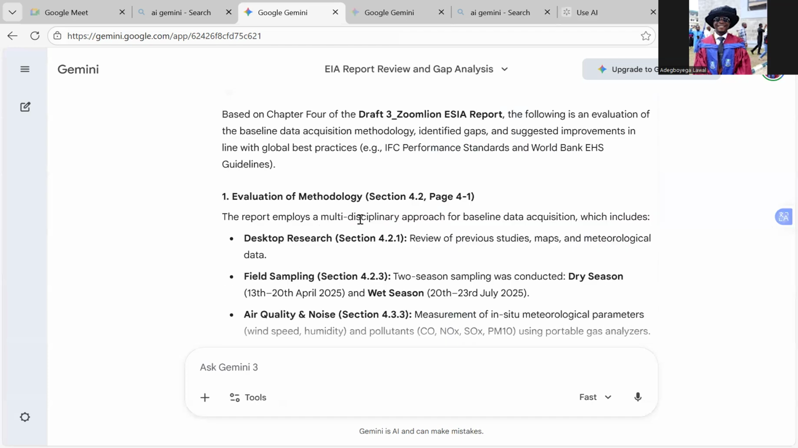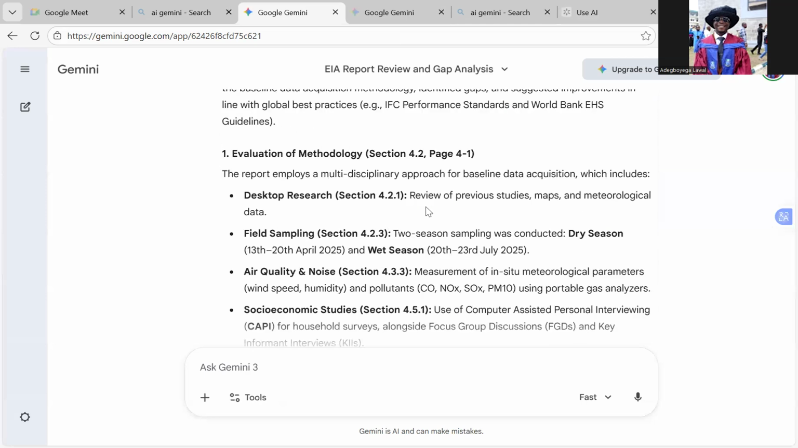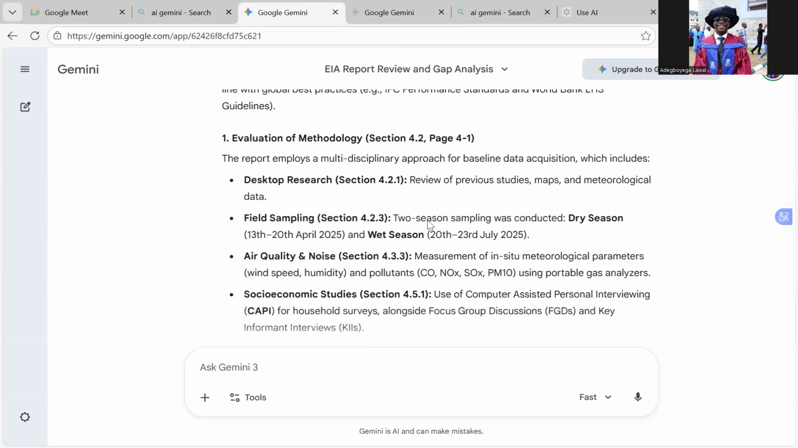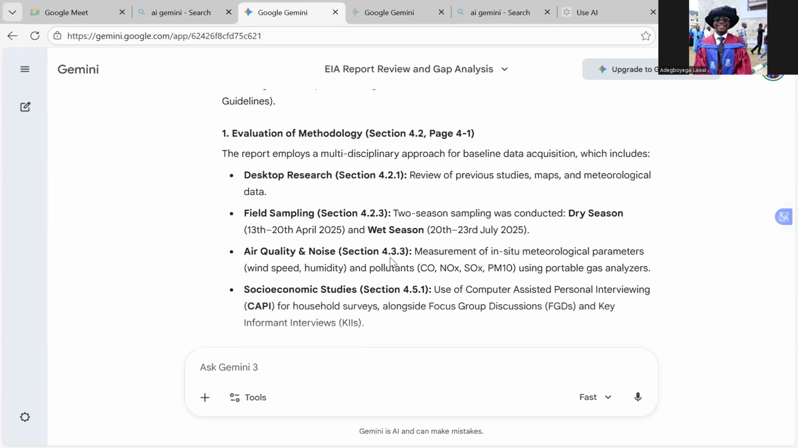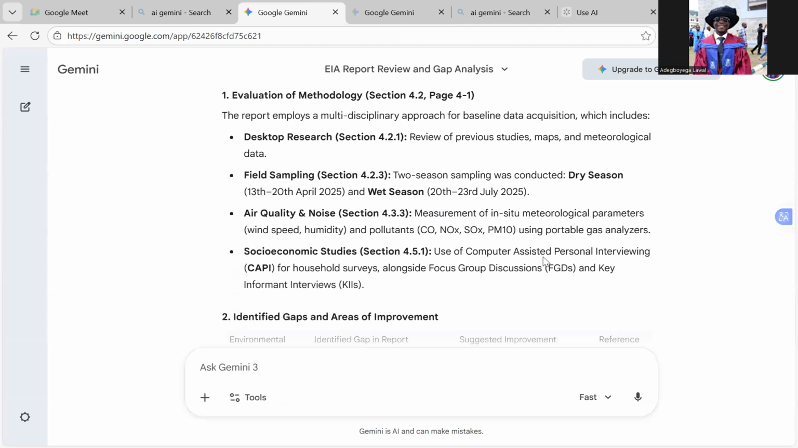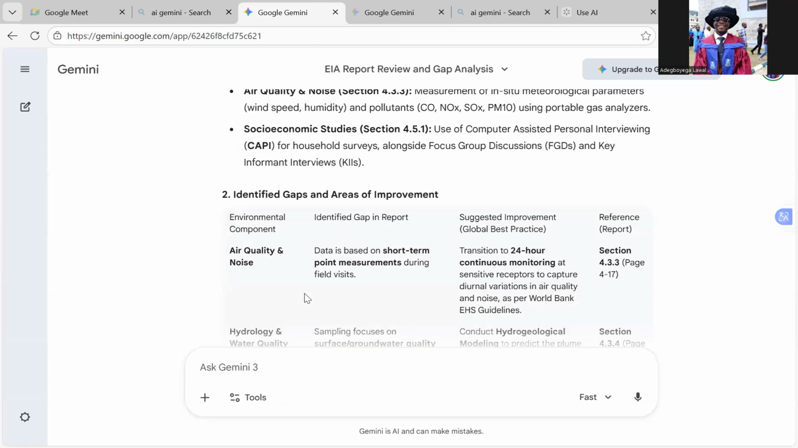The report employs a multidisciplinary approach for baseline data acquisition, which includes desktop research, review of previous study maps and methodological data. In fact, they said two-season data was conducted, air quality in situ, and these parameters were analyzed. Socioeconomics used computer-assisted personal interviews for household surveys, focus group discussions, and key informant interviews. Now, these are where the gaps are.